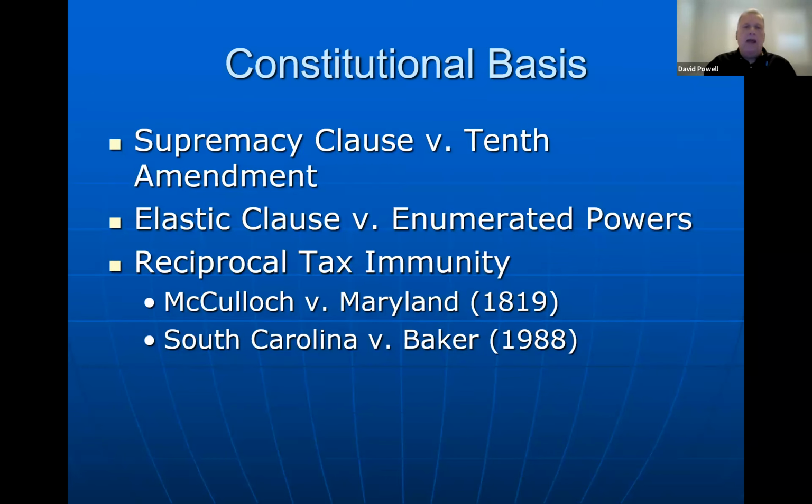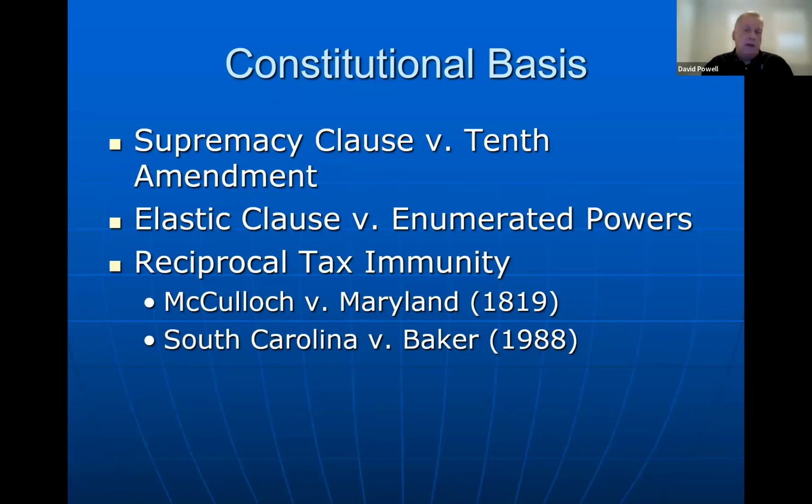In order to get 9 states to sign off on this Constitution, ratify this Constitution, and especially to get the state of New York to ratify the Constitution, the framers had to engage in a series of compromises in writing the Constitution. Some of the important compromises that have impacts on intergovernmental fiscal relations are the compromises between the Federalists and the Anti-Federalists.